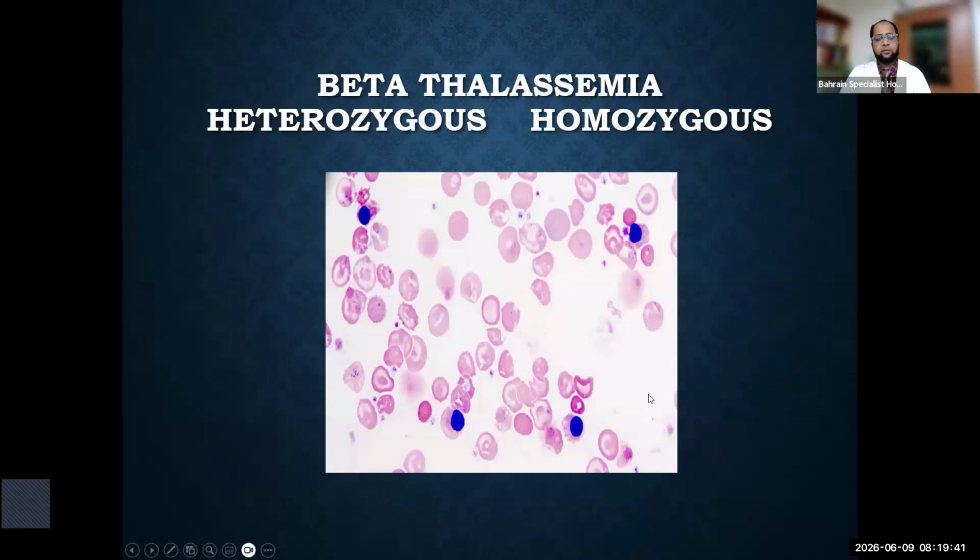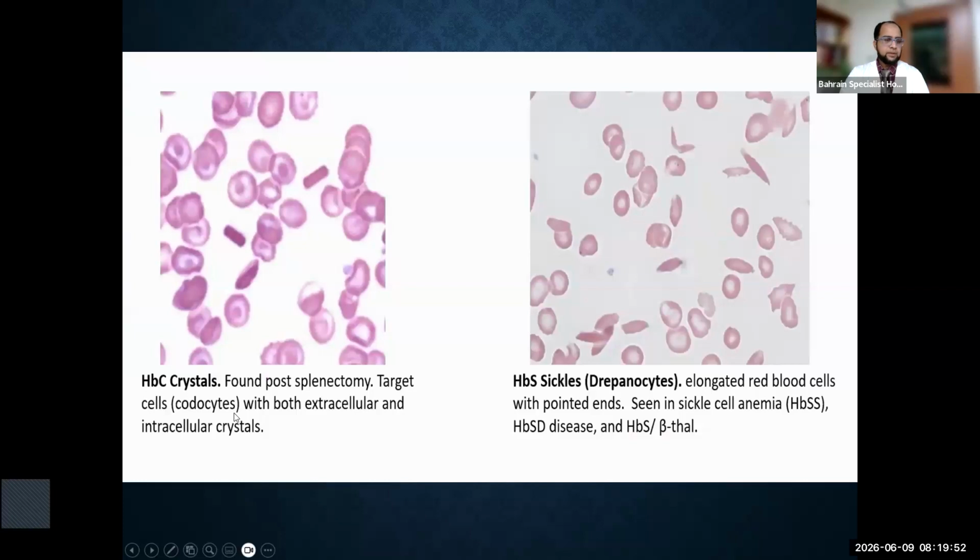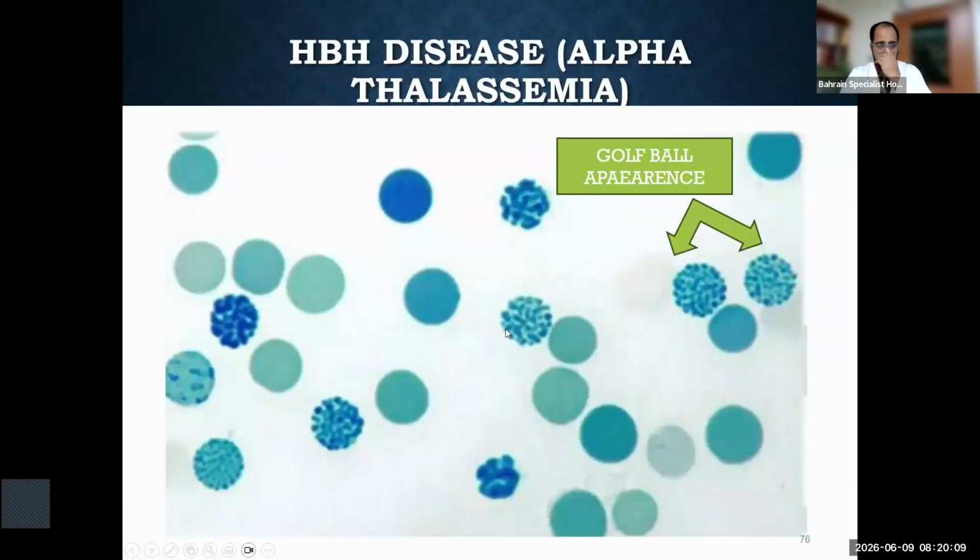So this is a microphotograph of beta thalassemia, where we see target cells, marked anisocytosis, increased reticulocytes, and NRBCs. This is from a peripheral smear of HbC. We can see the HbC crystals. These rod shaped are the HbC crystals. And this is from a sickle cell disease patient, where we can see sickling. These are the sickle cells or drepanocytes. In alpha thalassemia, HbH disease, by special stain, reticulin stain and special dyes, we can see the characteristic golf ball appearance of the RBCs.